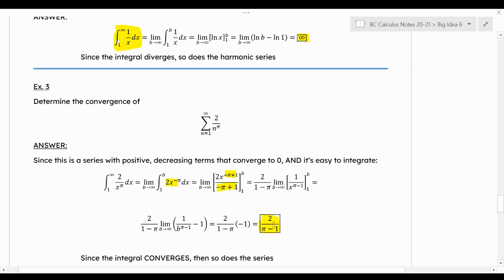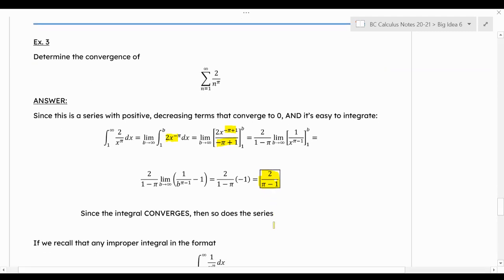So what does that tell us? That tells us that the improper integral, the infinite area from 1 to infinity under the function 2 over x to the pi, is a finite value. It converges to this 2 over pi minus 1 value. What does that mean about the series? Well, by the integral test, it means that the series converges. Not necessarily to 2 over pi minus 1, and probably not, but just that the integral converges.